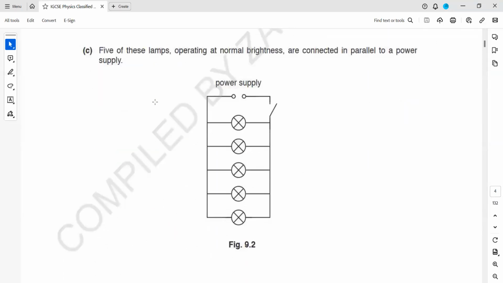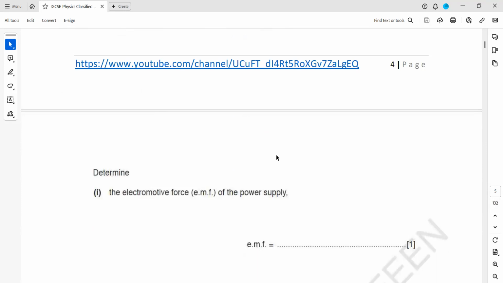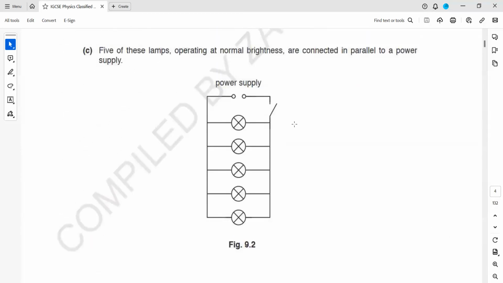Five of these lamps operating at normal brightness are connected in parallel. Determine the EMF of the power supply. Normal brightness means all are receiving the same voltage that they want. This needs 8, this needs 8, all are using 8. They're connected in parallel. What should be the voltage of the power supply? 8. Why 8? Because whenever they're connected in parallel, the voltage of the supply is the same as the voltage across the components.